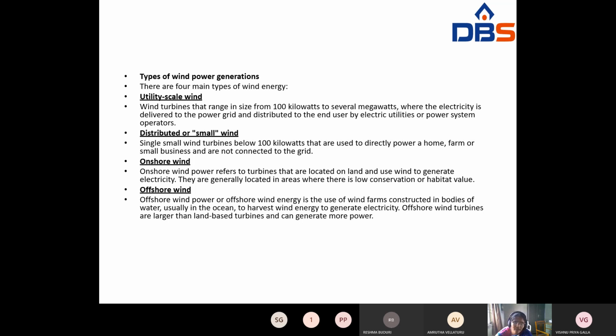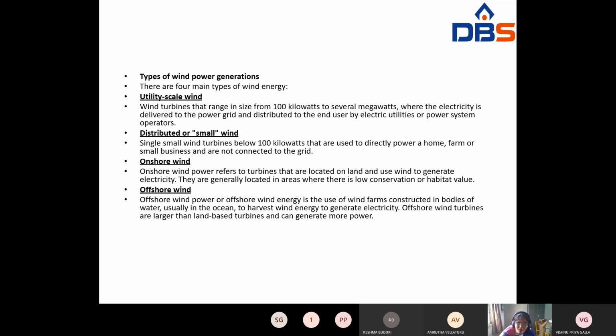Okay, next one is onshore wind. Onshore wind power refers to turbines that are located on land and used to generate electricity on the land. Mostly the wind turbines, wind stations, are arranged in hilly areas. Why? Because in hilly areas the airflow is good. So in most cases you arrange these turbines on the coast, that means coastal, hilly areas. Whenever you place them on land, that is nothing but onshore wind generation. These are generally located in areas with low conservation or habitation value, so very low utilization of electrical energy. At that time you use onshore wind.